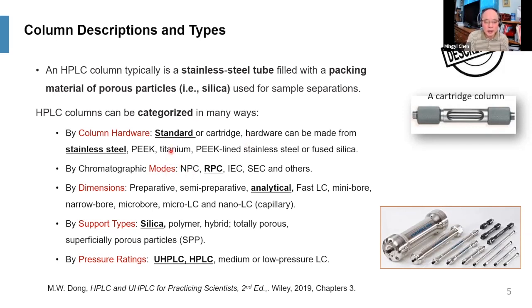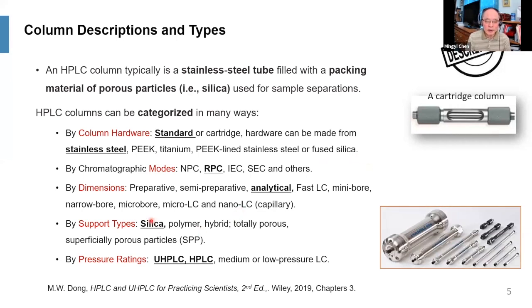Other column material could be PEEK, particularly if you're doing ion chromatography, if you want to have a metal-free environment. Besides stainless steel, titanium actually is more corrosion resistant, so some of the bio-inert systems are using titanium. PEEK is actually problematic because it does not have a lot of pressure rating. So sometimes we use PEEK-lined stainless steel. For nano LC or micro LC, often we use fused silica.